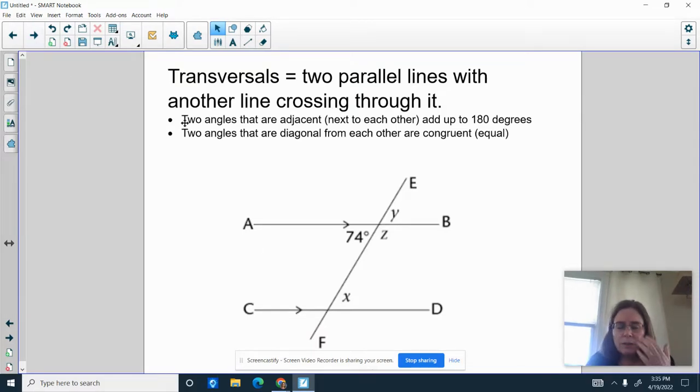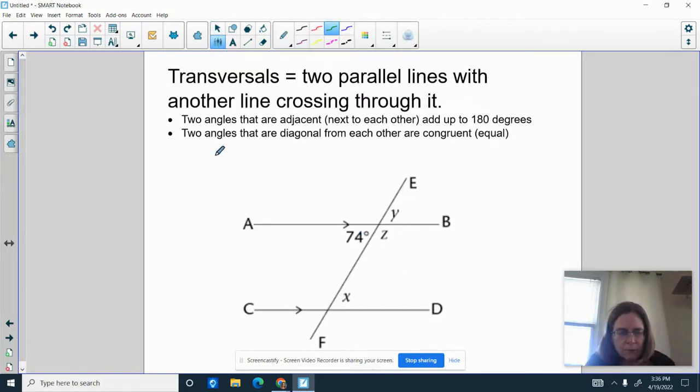So two things you need to know. Two angles that are adjacent, and adjacent just means next to each other, add up to 180 degrees. And then two angles that are diagonal from each other are congruent. That means they're equal. So let's take a look here. Let's do an example.